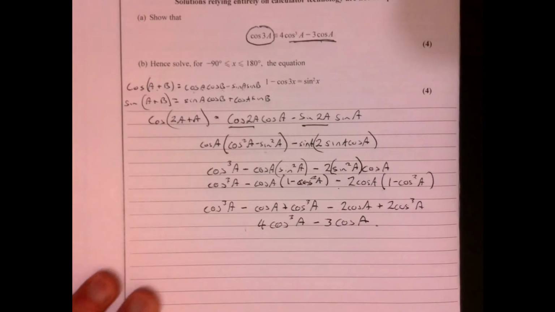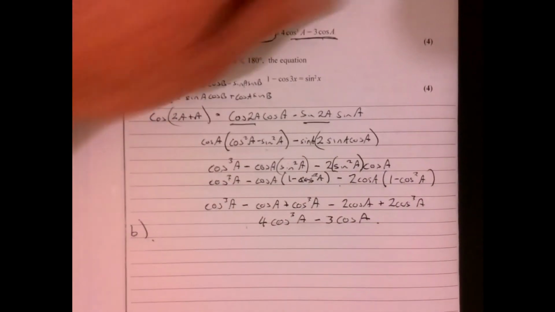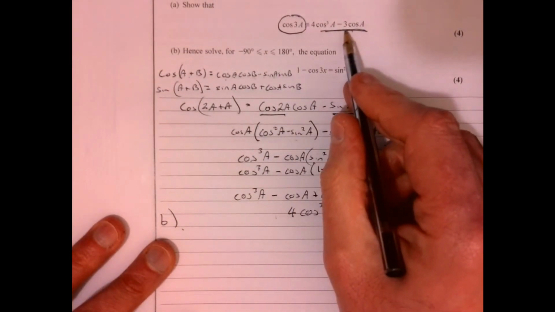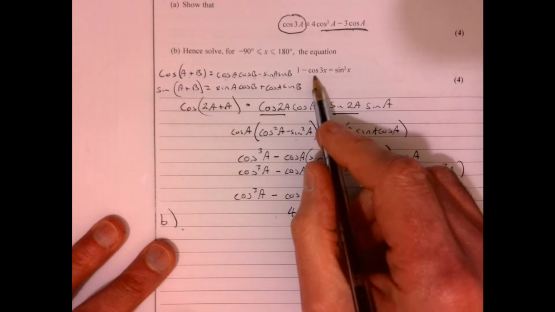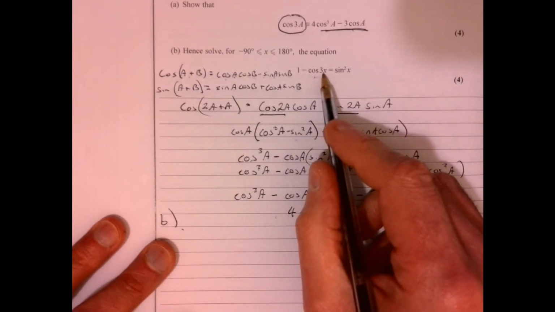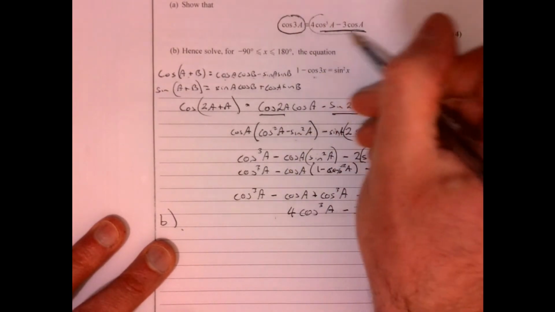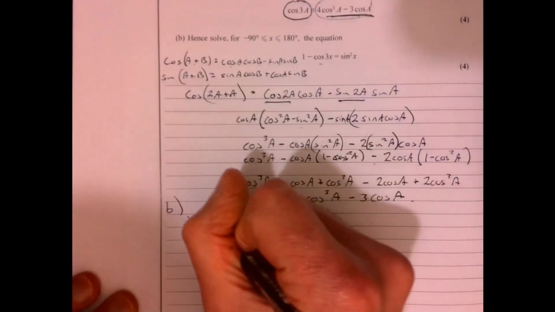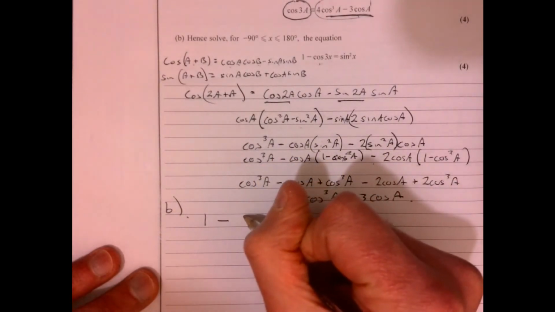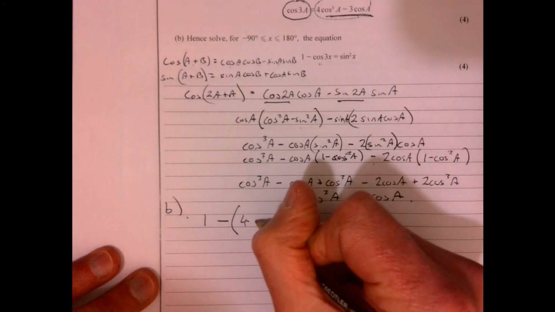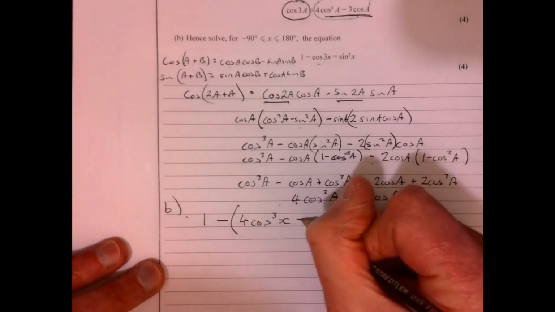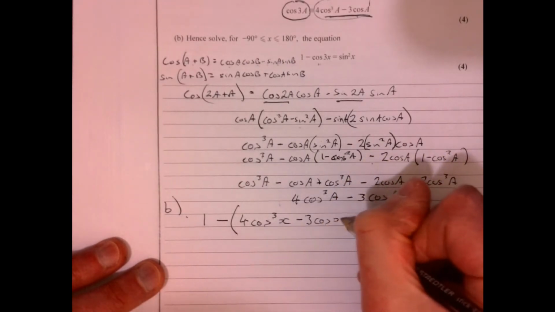Now let's have a look at part B. What does it say? Always remember, when you've got "show that", you're going to use that down here. Just imagine that x is the a. So it's 1 minus 3. Let's write it down. We've got 1 minus, and then 4 cos cubed x, which I need in brackets, and then minus 3 cos x.